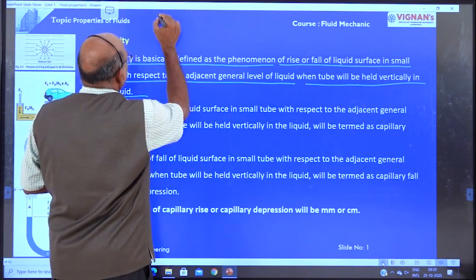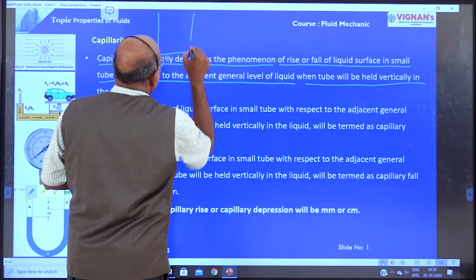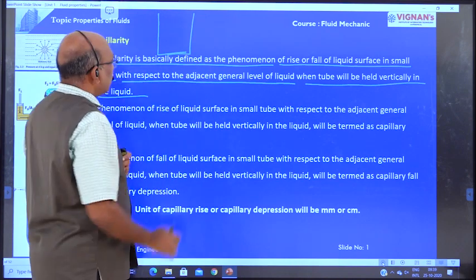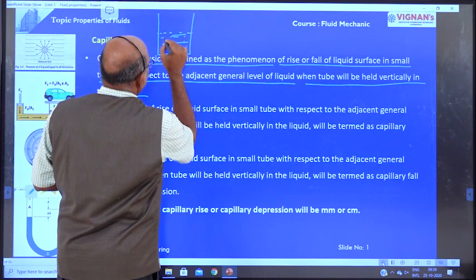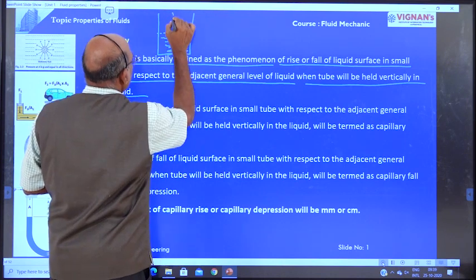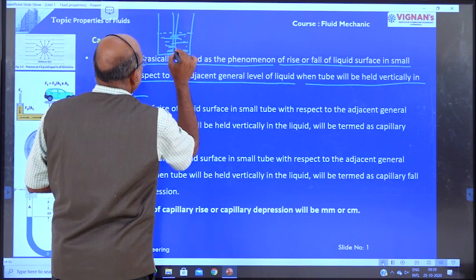Suppose this is one container or one beaker. Here the water is filled in this beaker. We are going to install one glass tube vertically.